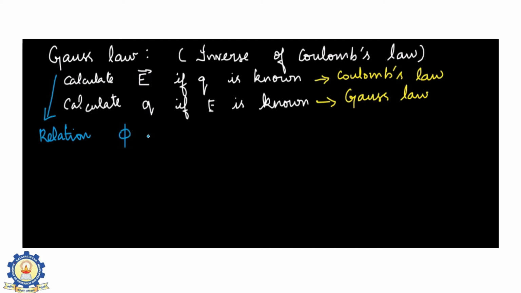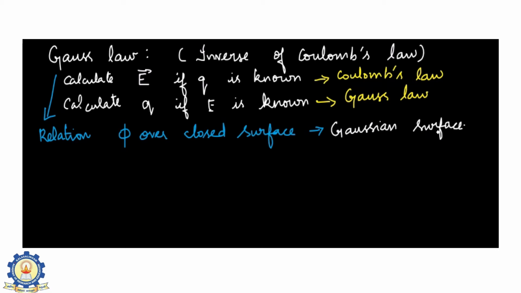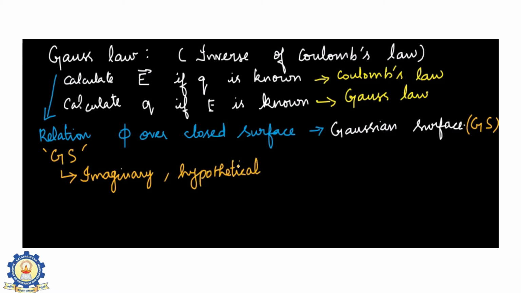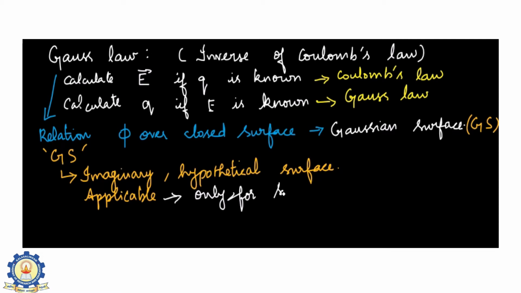Okay, what is the relation that connects Gauss law? Gauss law has a relation between electric flux over the closed surface. The surface here is the Gaussian surface. In order to make it easier to understand, I am just representing it as GS. What is this Gaussian surface? It is an imaginary hypothetical surface, and this Gaussian surface is applicable only to symmetrical charge distribution.